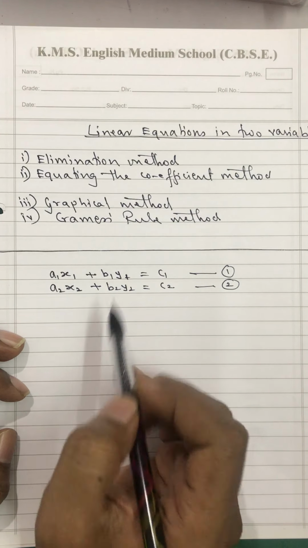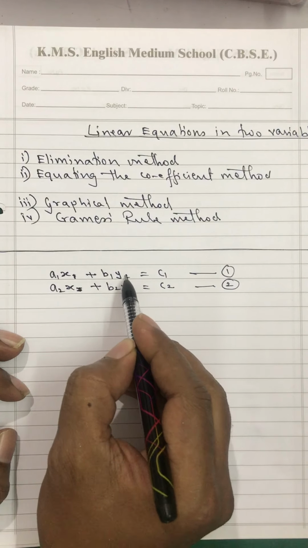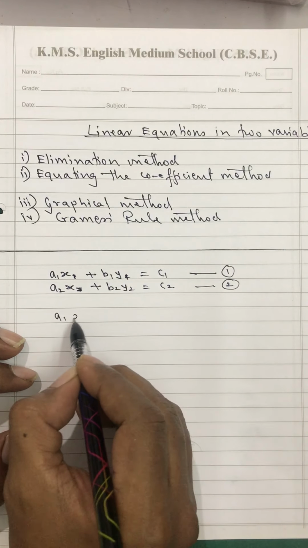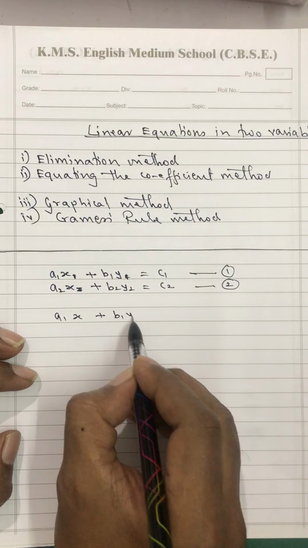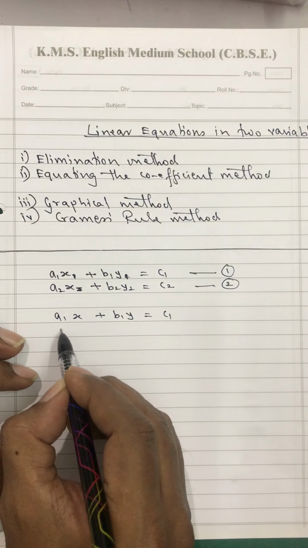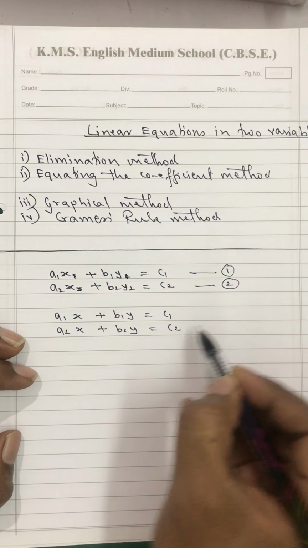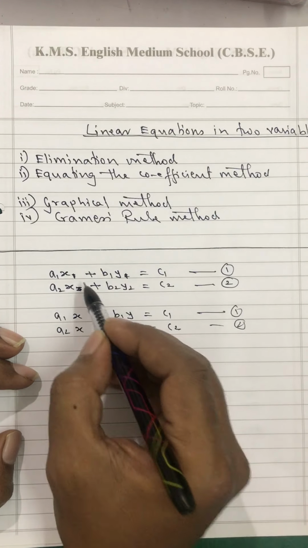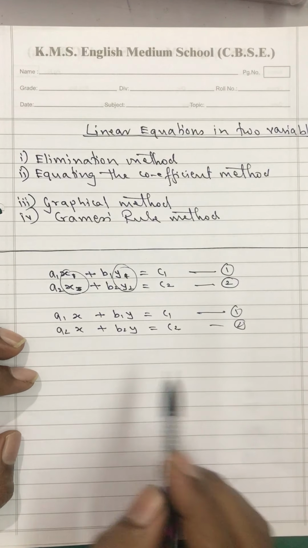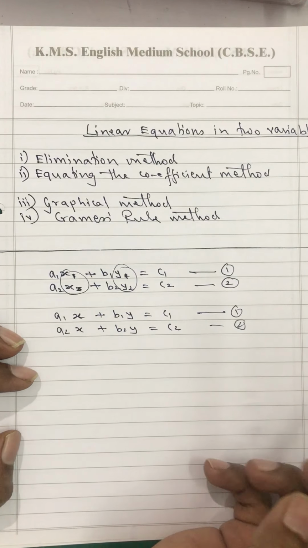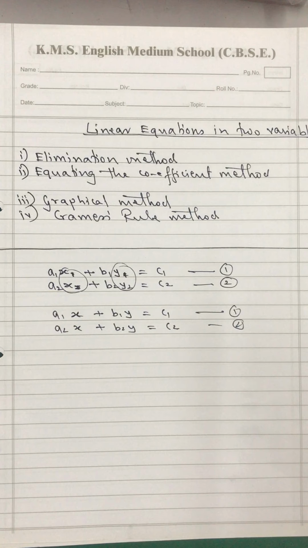Okay, no, I'm sorry, these are not x1, they are not like this. a1 x plus b1 y is equal to c1, a2 x plus b2 y is equal to c2. They are like this. Sorry, there is no x1, y1, y2, because you have to find the value of x and y. This is a very good topic.